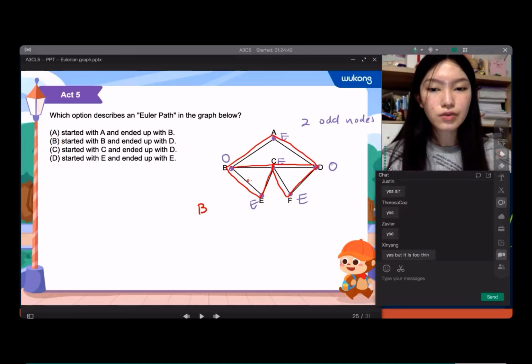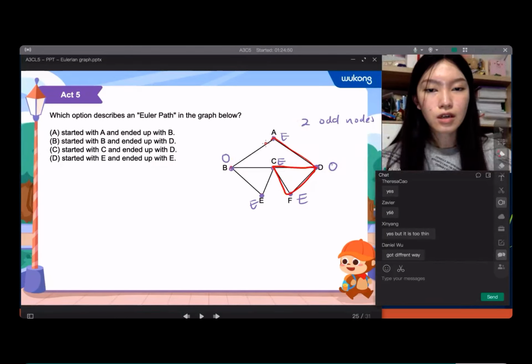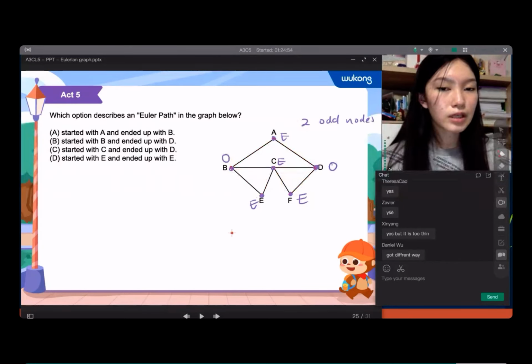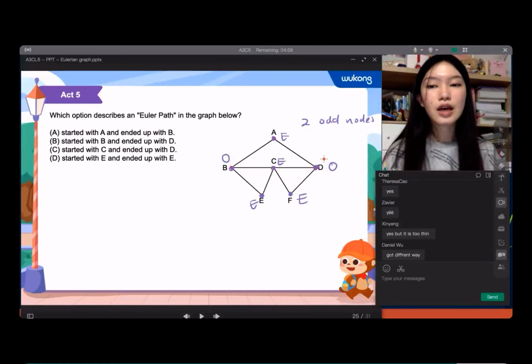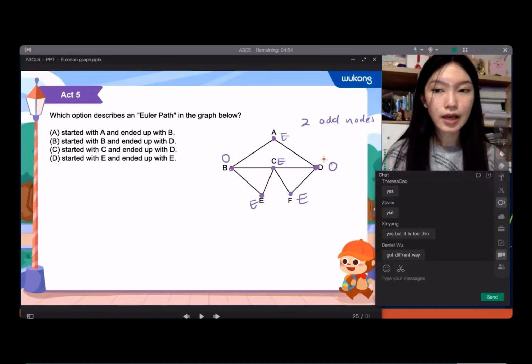you know what else we could do? We could also start from D. So very similar to what we have done before. And we would end with B. So it doesn't really matter. The whole key point is that we will start from one of the odd nodes and we will end on the other odd node. As long as they're two different odd nodes, that's a valid Euler path, okay?